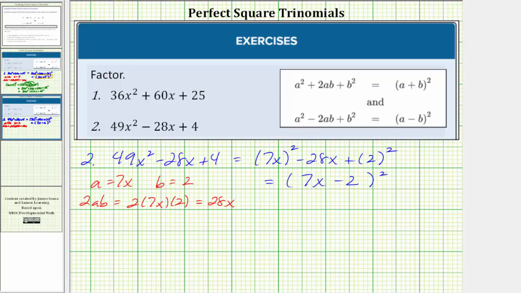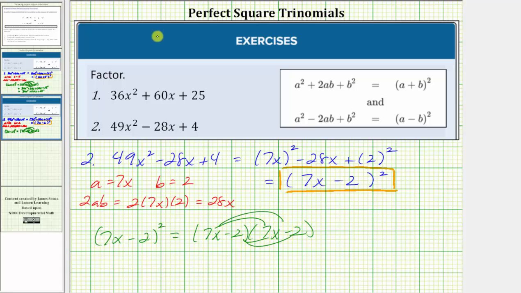This is the factored form of the perfect square trinomial, but once again, let's verify this by multiplying this out. The square of the quantity 7x minus 2 equals 2 factors of 7x minus 2. To multiply, we have 4 products, 1, 2, 3, and 4. 7x times 7x equals 49x squared. 7x times negative 2 equals negative 14x, or minus 14x. Negative 2 times 7x equals negative 14x, or minus 14x. And finally, negative 2 times negative 2 is equal to positive 4.